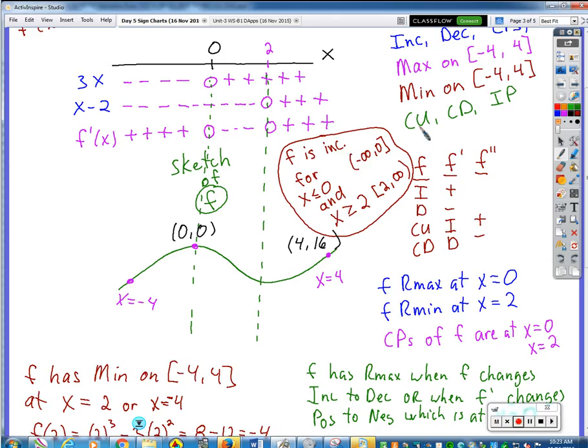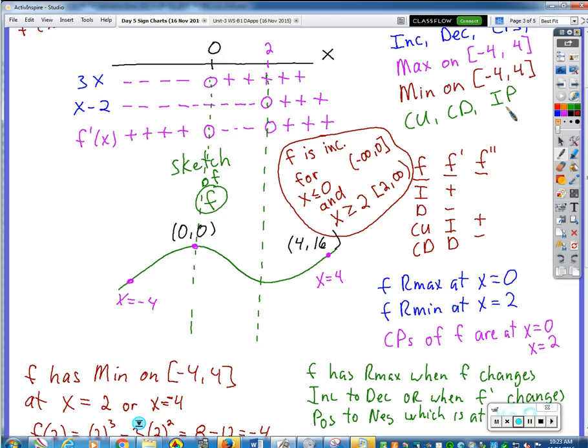Moving on to concavity. Concave up, concave down, or inflection point. I want the whole room to raise their hand now. We are trying to answer the question, when is F concave up? When is F concave down? When does F have an inflection point? So raise your hand if you can tell me.